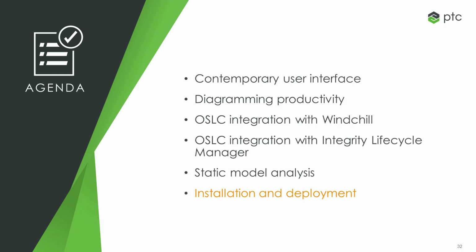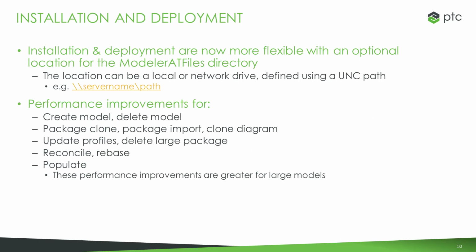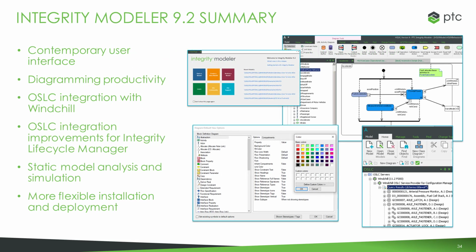Now let's move on and look at the last topic of installation and deployment improvements. Firstly, we've made installation and deployment a lot more flexible, so you can now choose a different location for your modeler AT files directory, so it doesn't need to be on the same server as your database. We've also provided a lot of performance improvements for things like model creation, model deletion, package clone, package import, updating of profiles, reconcile, rebase, and population. So that's covered all the main topics in this Integrity Modeler 9.2 What's New presentation.